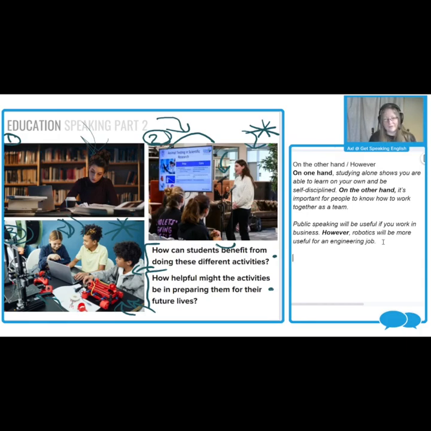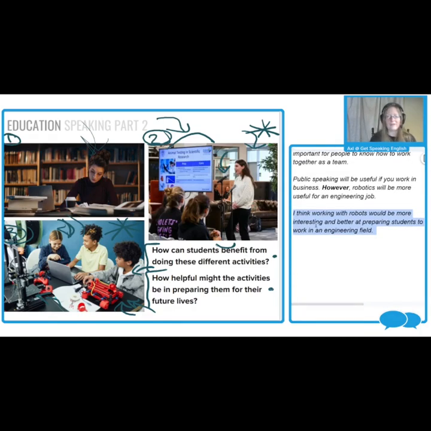And then also, obviously, we're going to want to use lots of comparative and superlative adjectives, right? So, for example, here I think working with robots would be more interesting and better at preparing students to work in an engineering field than giving presentations, maybe, since I didn't add the other comparison.